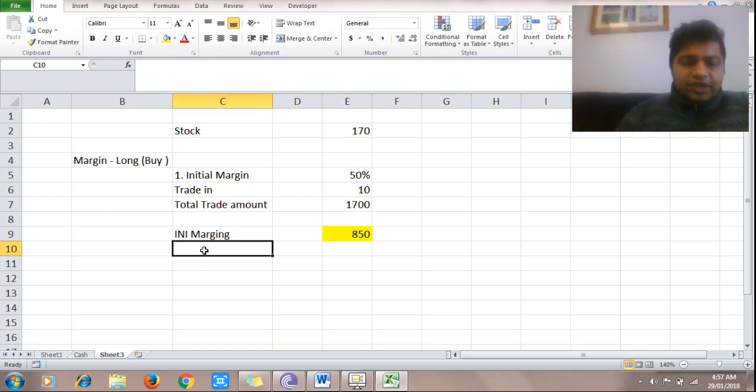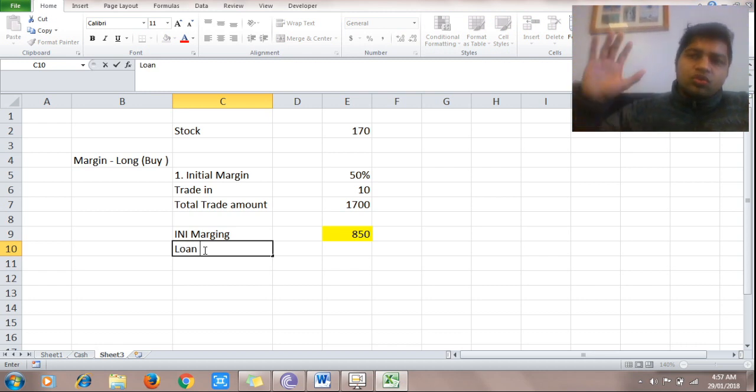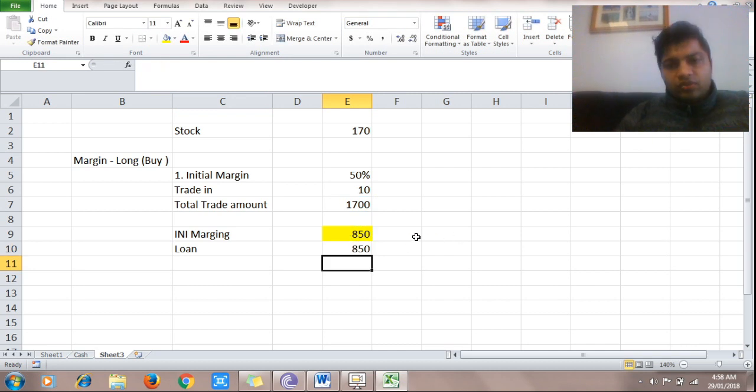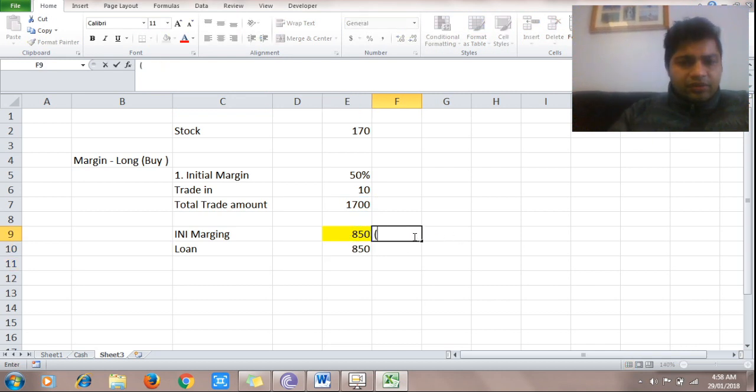So by just putting in $850, you got a position worth $1,700. Now the key point is, the rest of the amount is loaned to you by the broker. You have to buy stocks by paying $1,700. You put in $850, rest of the amount is loaned to you by the broker or the dealer. So loan amount is total traded amount minus the initial margin that you paid. How is initial margin amount calculated? Initial margin percentage multiplied by traded amount.